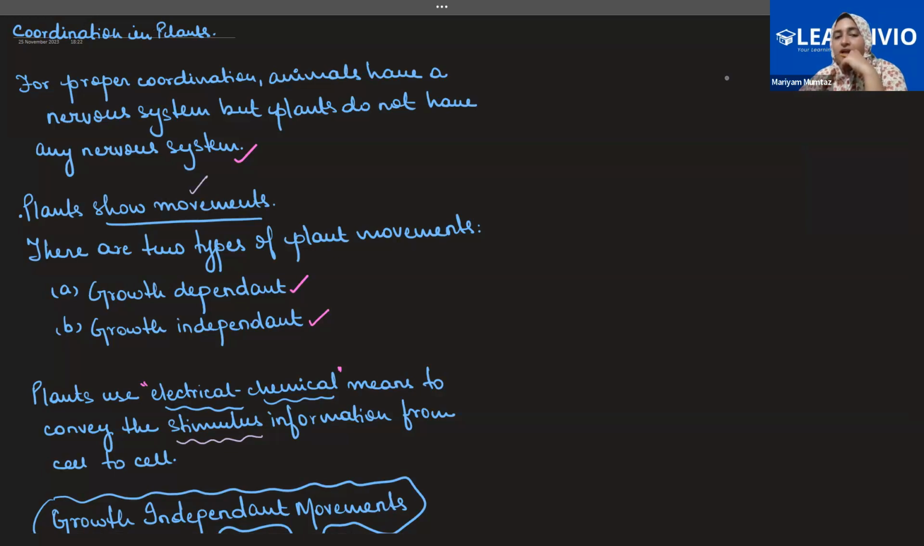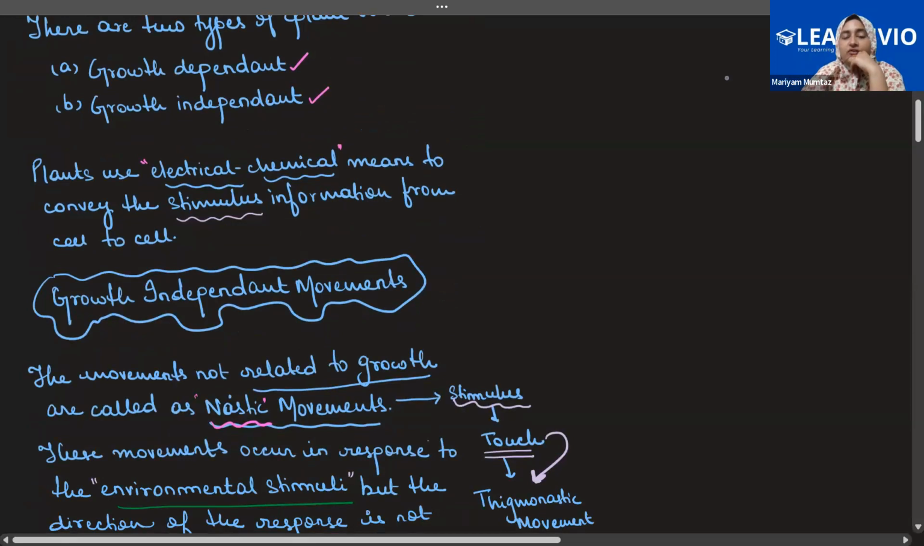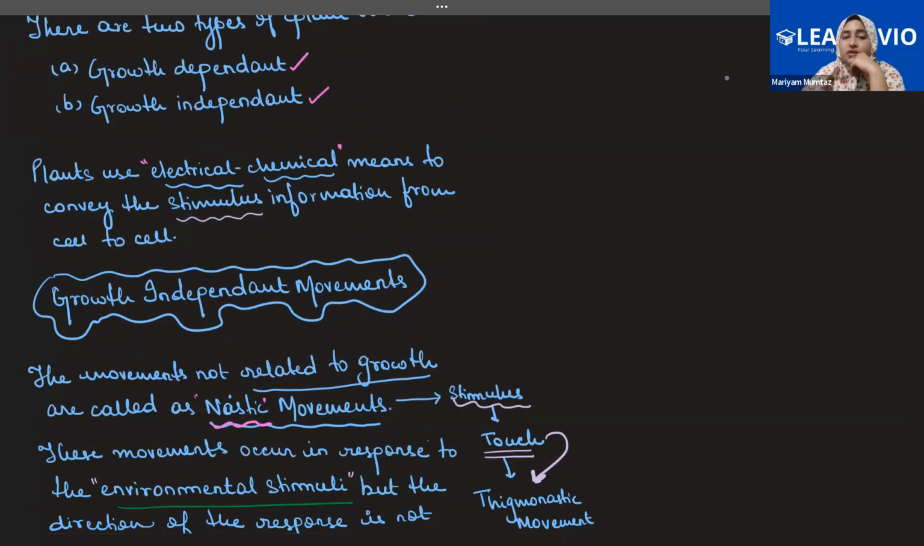Now, there are two types of plant movements: growth dependent movement and growth independent movement, both of which we have to study in depth today. Now, the plants use electrical and chemical means to convey stimulus information from cell to cell. Just like in humans, the signal can be chemical or electrical. You people remember impulses? Just like that, in plants also, it can be electrical or chemical, by which they can conduct the stimulus or information.